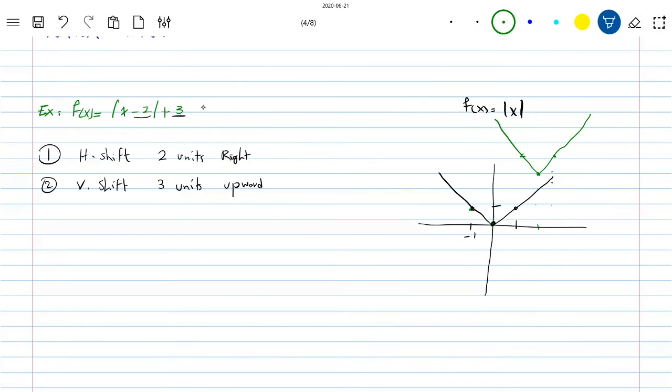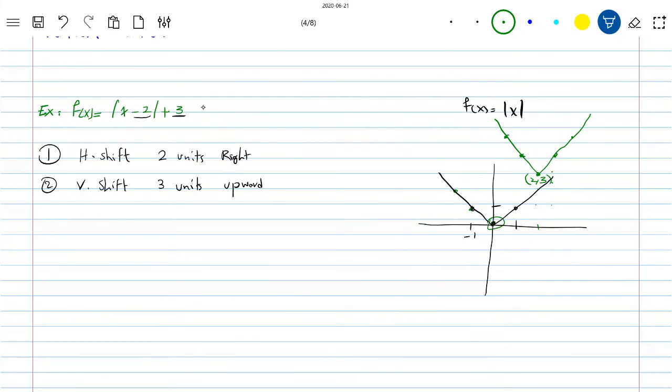This point will end up here. That point will be here, and so on. I've moved every point 2 units right and 3 units up. And what happened to the vertex, by the way? Instead of being (0, 0), now we're at (2, 3). This is the coordinate of the vertex.